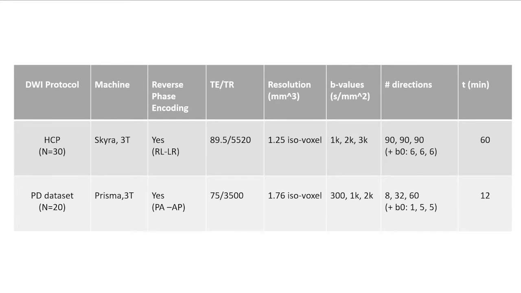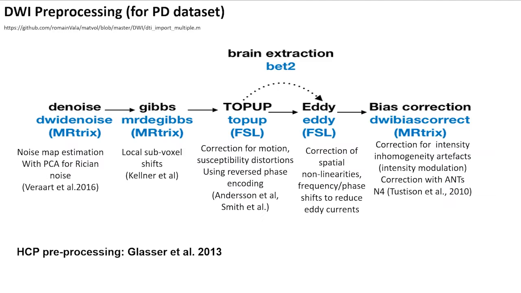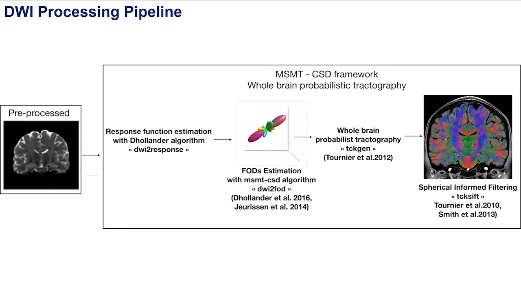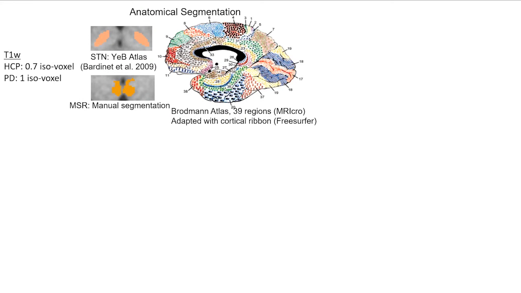We used two different datasets, 30 healthy subjects from Human Connectome Project and 20 Parkinsonian patients. All diffusion data were multi-shell. All data were pre-processed, then we used the multi-shell, multi-tissue constrained spherical deconvolution framework, and we generated 100 million streamlines using probabilistic tractography, and then we filtered them to 10 million streamlines by using spherical-informed filtering techniques. All anatomical segmentations were done with T1 weighted images.